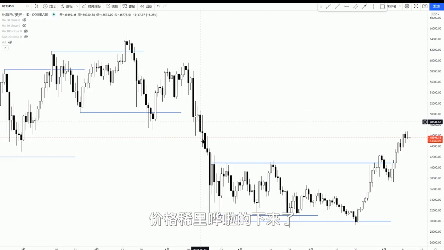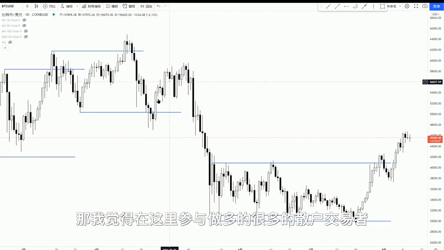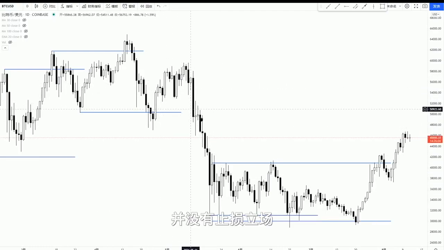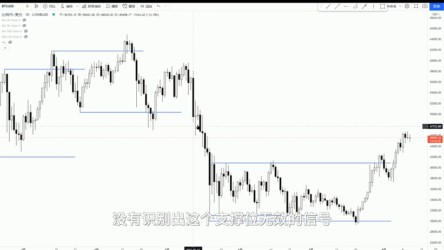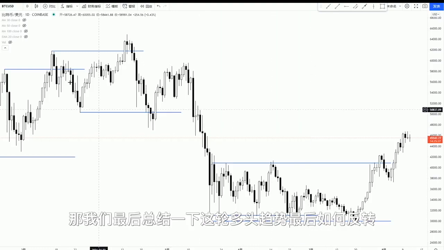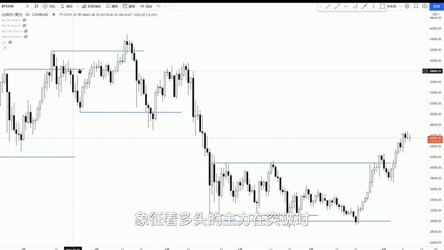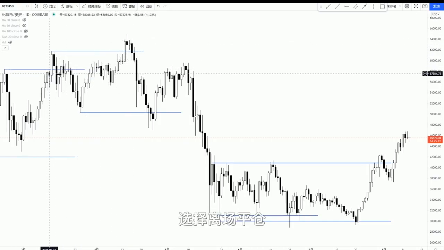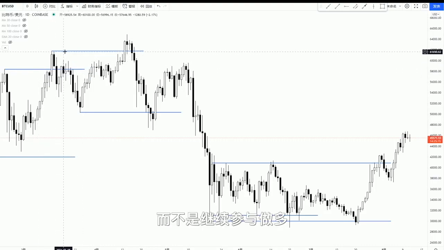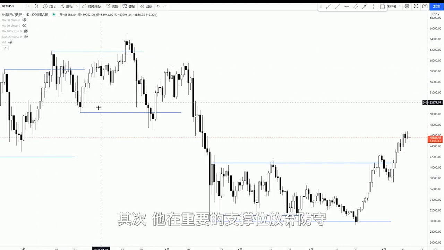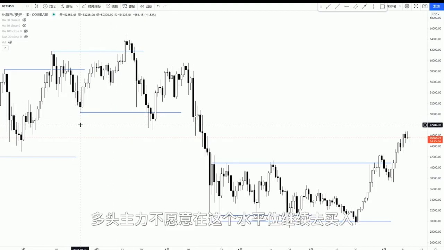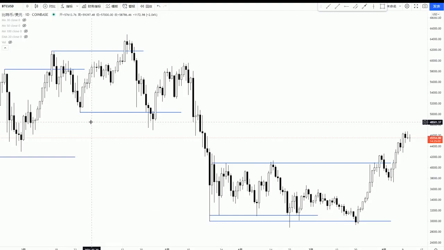Then we finally summarize this round of bull trend. Finally, how does it turn? First of all, it should have a false break. Successive false breaks symbolize that the main bulls in the breakthrough choose to leave the market and close the position, rather than continue to participate in the long. Second, they gave up defense at the important support level. The main bulls are not willing to continue to buy at this level, only willing to buy at a deeper position. There is no bull force to follow up.